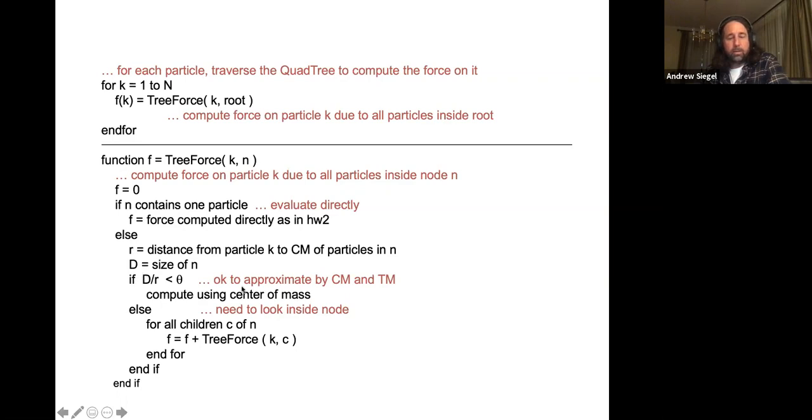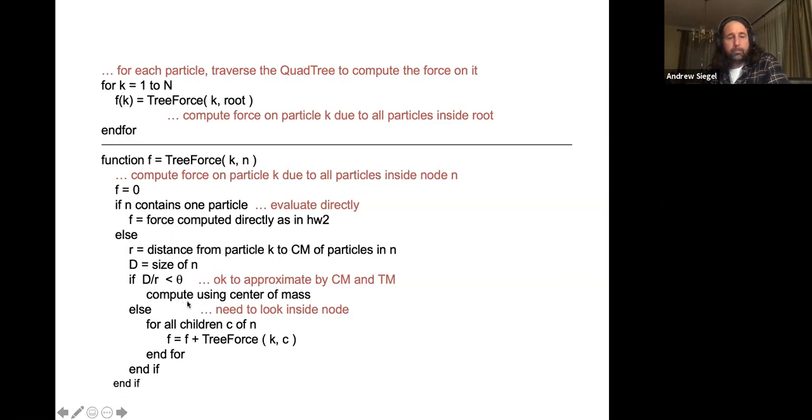Well, since it isn't, it has many more particles, then you're going to have some kind of criteria to know if you can do the center of mass or total mass approximation. It's usually based off of, as I said, the distance and maybe the size of the node in physical space. So that ratio is less than some threshold, let's say. We won't worry about the detail right now. It's not really important for us. But we're going to compute using the center of mass.